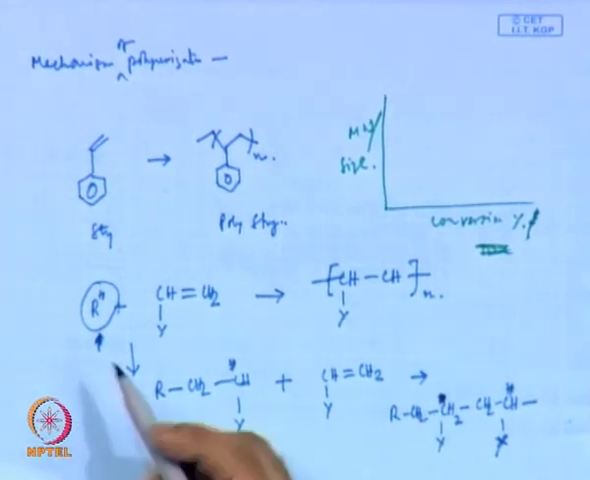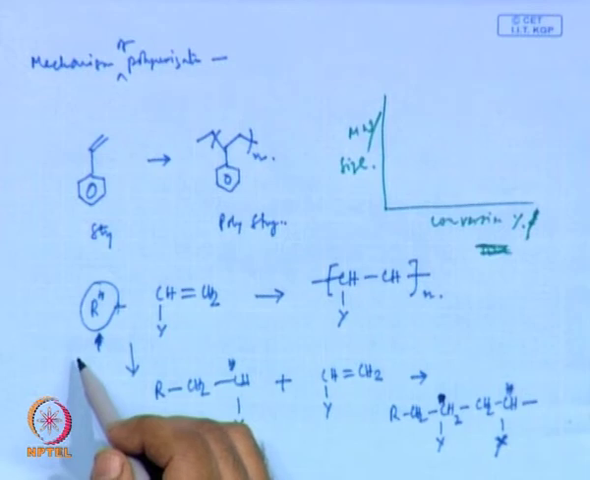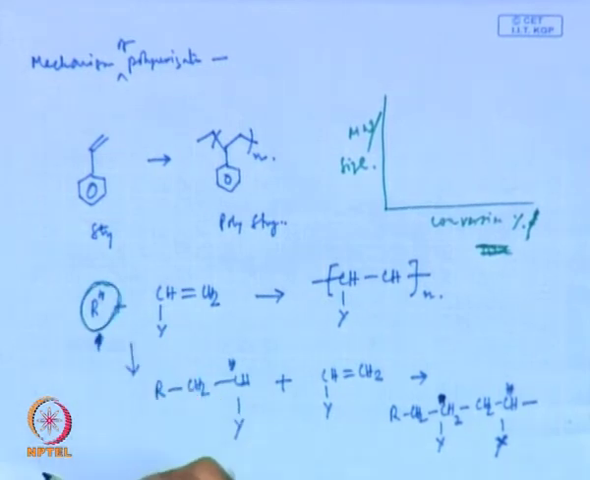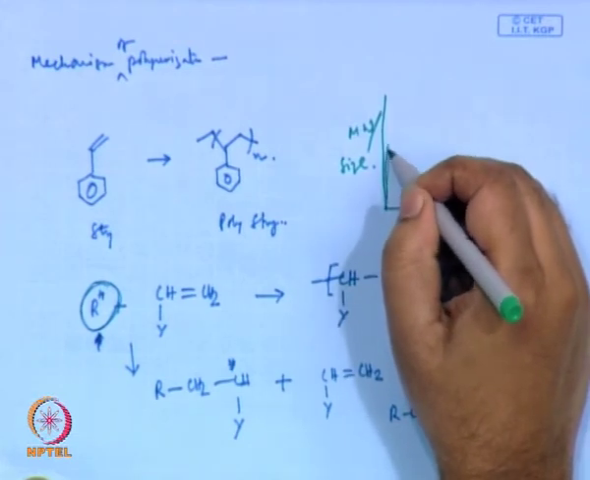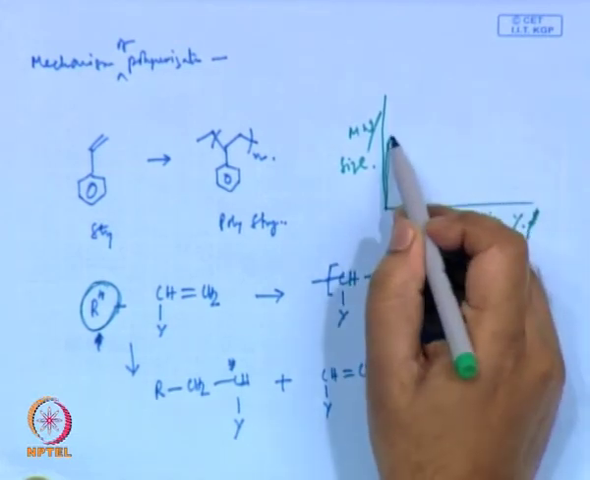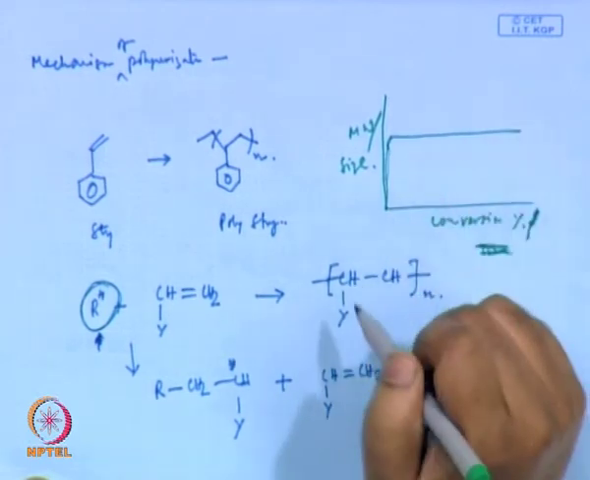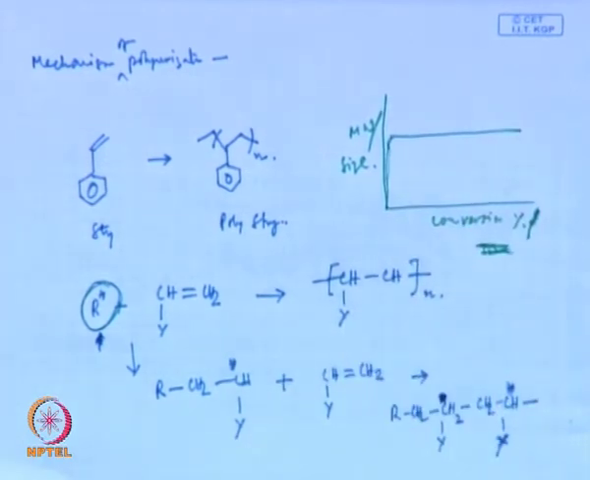The more and more this initiator generates active species in the system, the more and more chains get formed. So, at the very beginning itself you get a high polymer, a very high molecular weight polymer in the system, and the more and more active species get generated, the more and more monomers react. So, more and more polymer chains are formed.